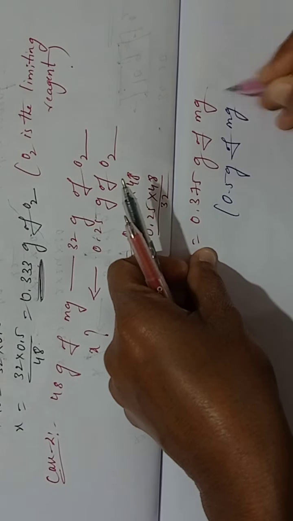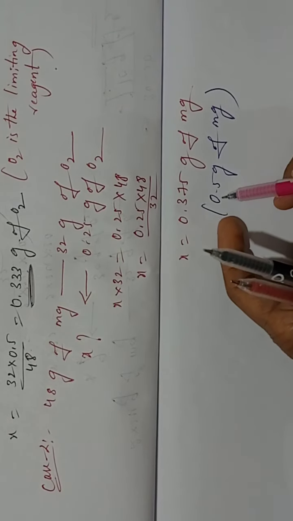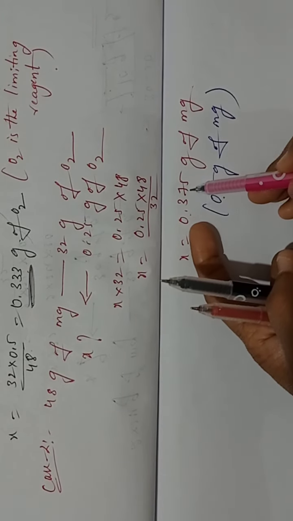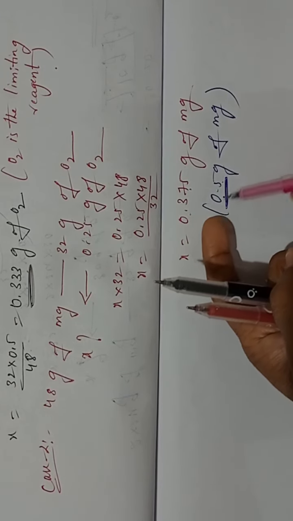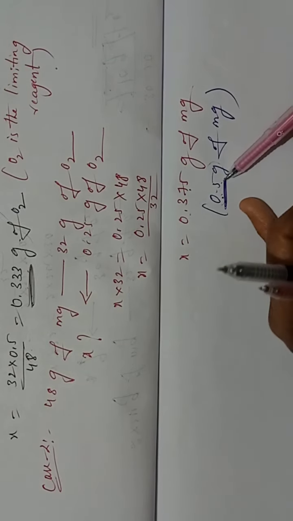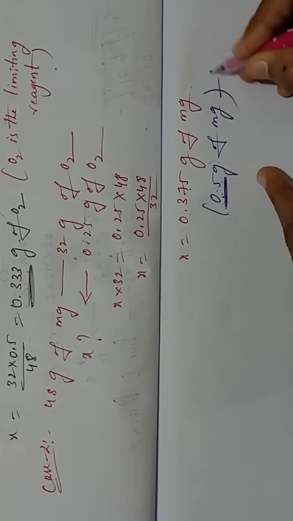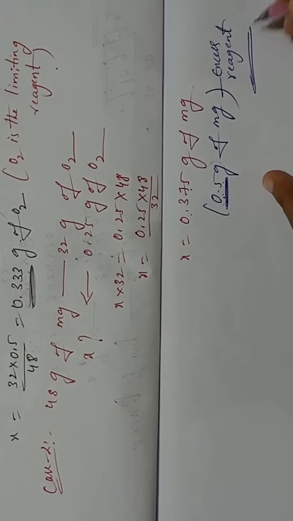Now you check these two values, students. Which given value is more when compared to this one? Yes, the given value is more, 0.5. This is 0.375. So you only have to see the given value, students. The given value is more, so magnesium is the excess reagent. Are you clear? So this is the excess reagent, students.